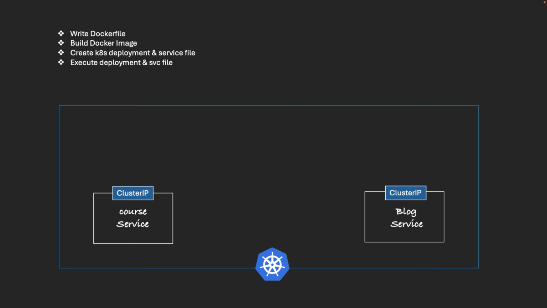We write the Dockerfile, build the Docker image, then create the Kubernetes deployment and service object, then just apply these YAML files. These are the basic steps we follow. Again, if you are not aware of it, please check out my Kubernetes playlist. I will also share the link in the video description for your reference.